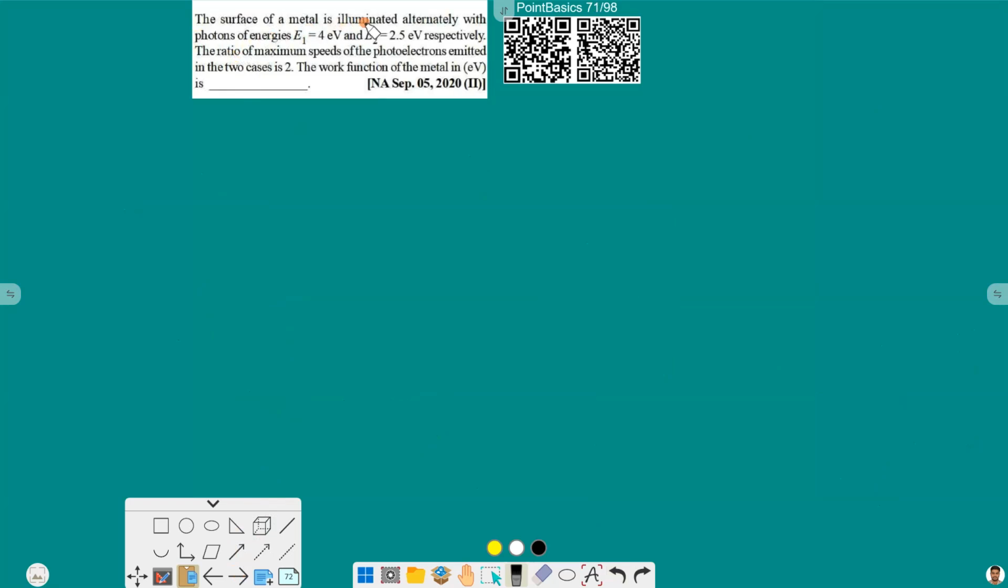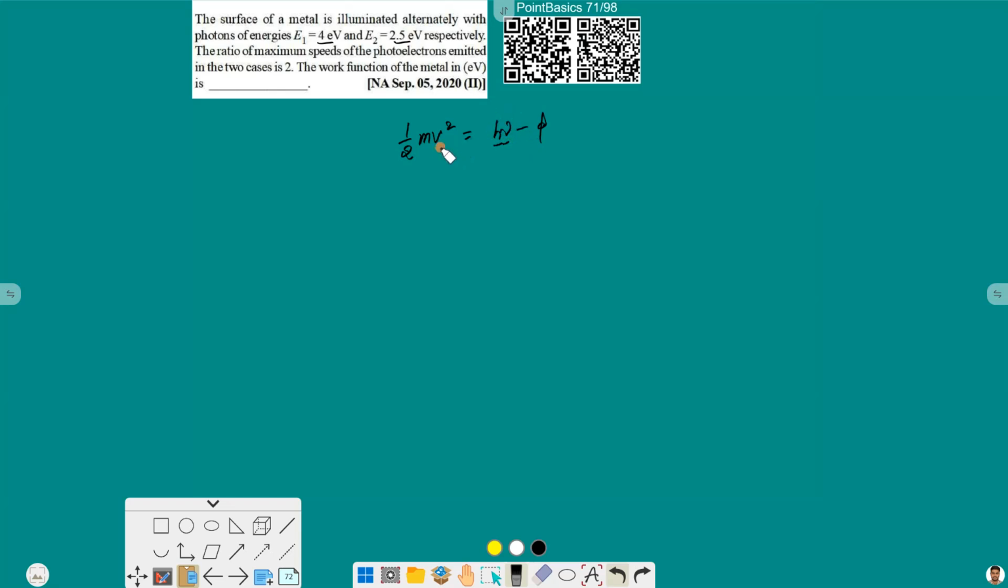The surface of a metal is illuminated alternatively with the photons of energy 4 electron volt and 2.5 electron volt respectively. The ratio of maximum speed of the photoelectron emitted in the two cases is 2. The work function of the metal is? So we know this is related to photoelectric effect. So half of mv square, that is the maximum kinetic energy, is equal to h nu minus phi, where h nu is the incident energy.